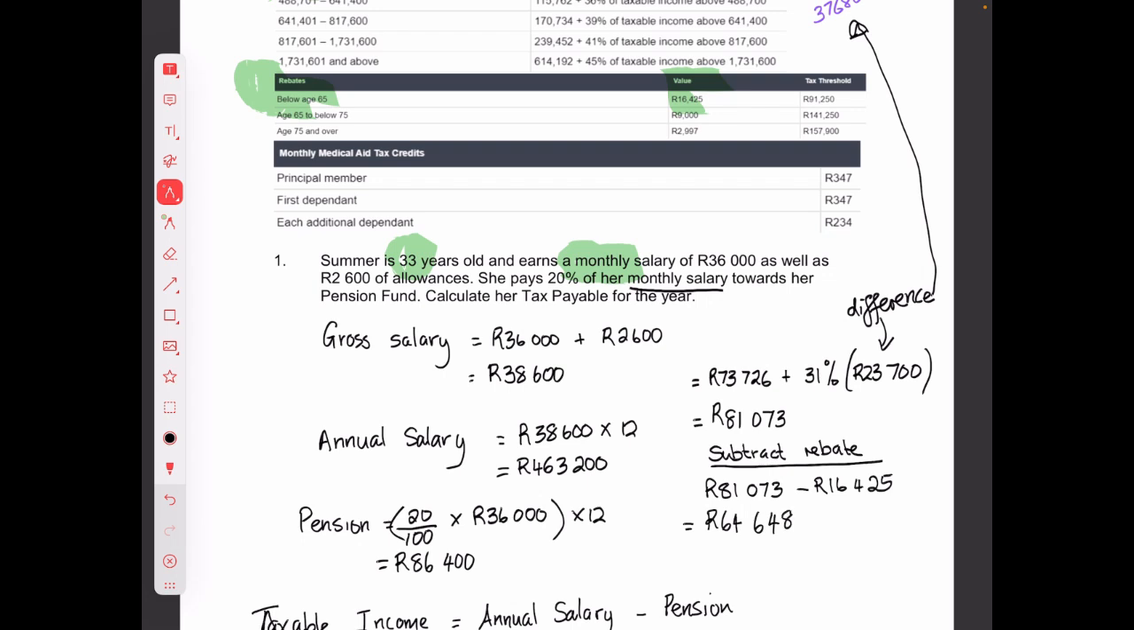Now this question says, find the tax payable for the year. If it says per month, then you're going to divide by 12. And you will notice that this particular question has not mentioned anything about whether this person pays towards a medical aid. So therefore, we did not subtract our medical aid tax credits. But I am going to do a question further down along in the next video, and that will explain that one.